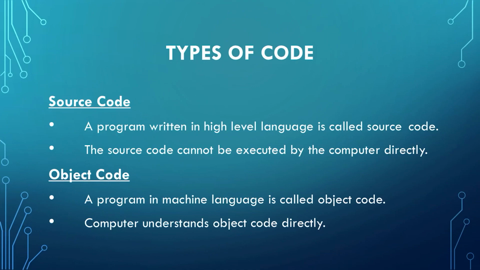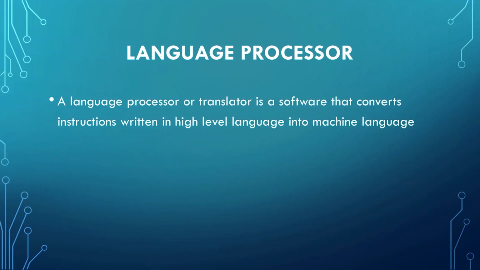And object code is also known as object program or machine code. Computer understands the object code directly. So you see that source code needs to be converted to object code in order to make computer understand. Otherwise, computer will not be able to execute the instructions we are giving to it. So that is why we are having a language processor.